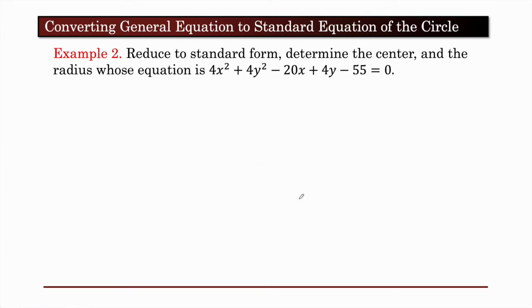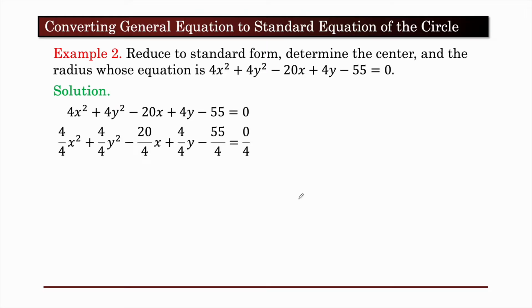Example 2, reduce to standard form, determine the center and the radius whose equation is 4x squared plus 4y squared minus 20x plus 4y minus 55 is equal to 0. So first, write the given equation, and then let us check step 1. Step 1 is check the a and b. A and b are both 4. They are not equal to 1, so we have to divide each term by 4. So let us proceed to step number 2.